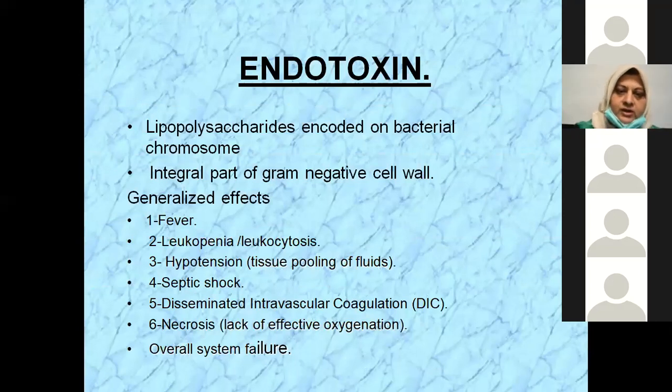Now coming quickly to the endotoxin. We have seen that exotoxin has so many various types of actions. In some cases, it is increasing the activity, in some it is decreasing the activity of a protein. So there is a variety of actions. While endotoxins have very limited actions, they cause generalized effects like fever, leukopenia or leukocytosis, hypotension, decreased blood pressure, septic shock, disseminated intravascular coagulation. The blood starts clotting in the vessels, and necrosis and overall system failure.